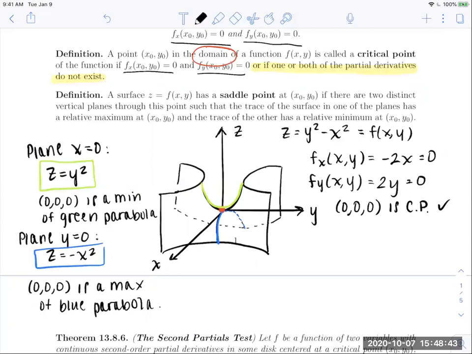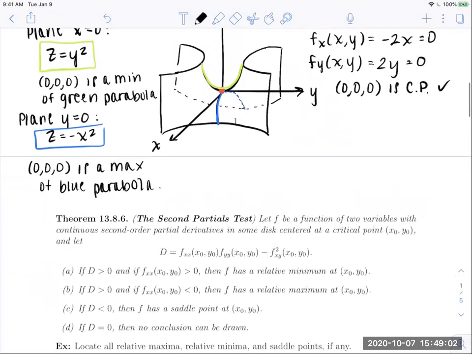A critical point could be a max, min, or neither. Now in Calc 3, a critical point could be a max, a min, a saddle point, or neither. So now we have this extra condition that we need to check on in order to classify our critical points. So this brings us to what's known as the second partials test.